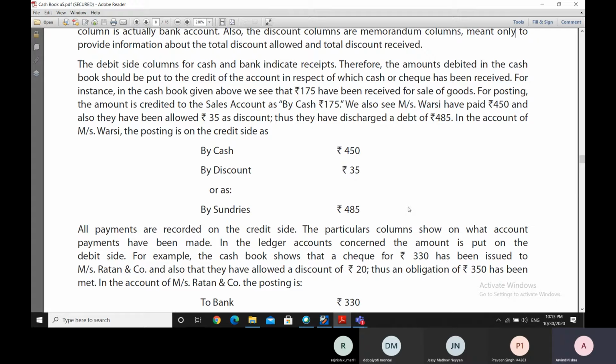In the cash book, all the payments are recorded on the credit side, as we have seen. The particulars column shows on what account or for what reason the payments have been made, because we are making a reference in the particulars column whenever we are making a payment. In the ledger accounts concerned, the amount is put on the debit side.